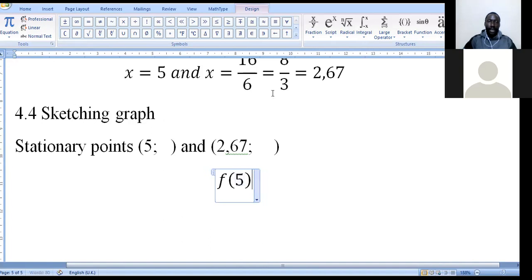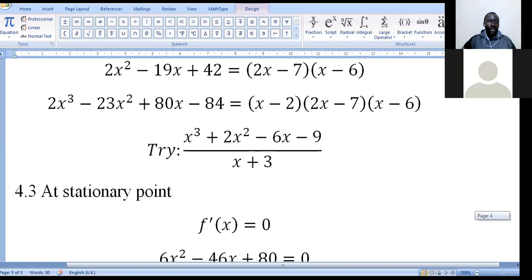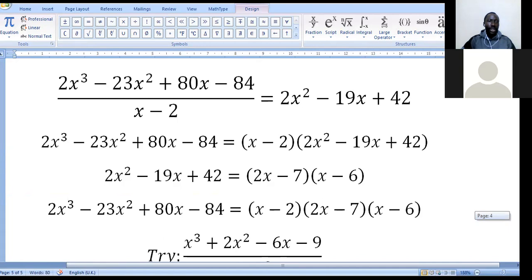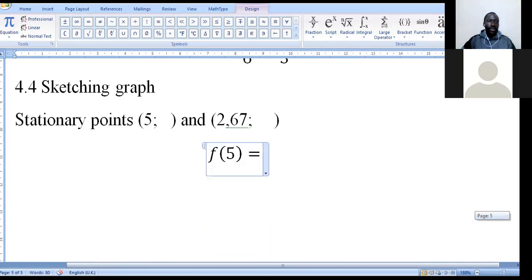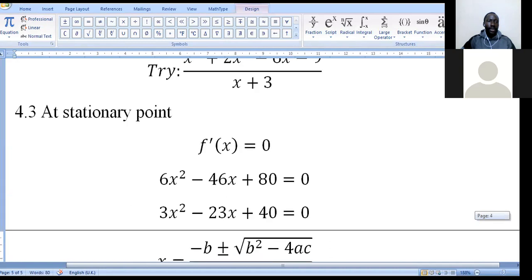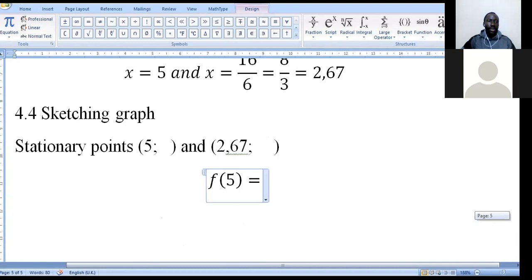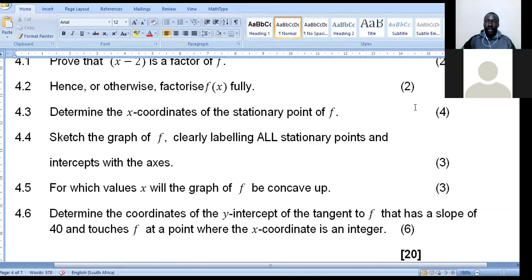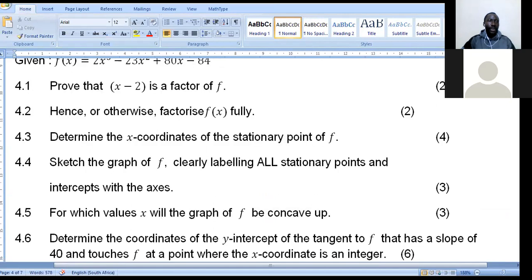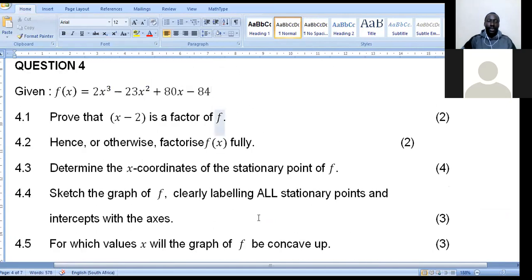So what's f of 5? Well, f of 5 needs us to substitute 5 in the original expression. And where is it? The original expression is the expression for the function. Yeah, this one here. So there we go. Let's just substitute right away.